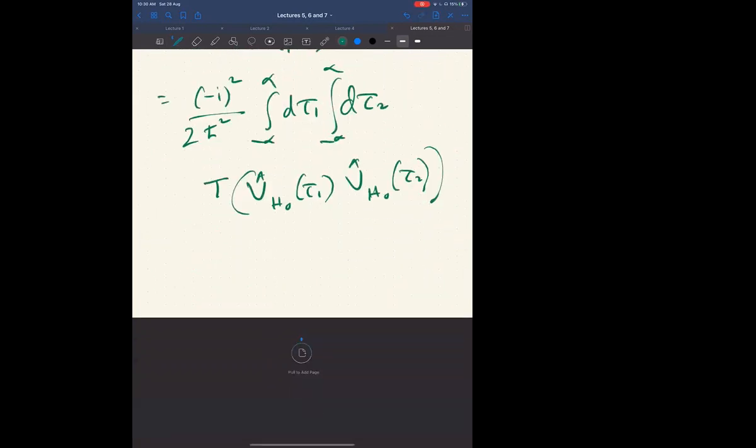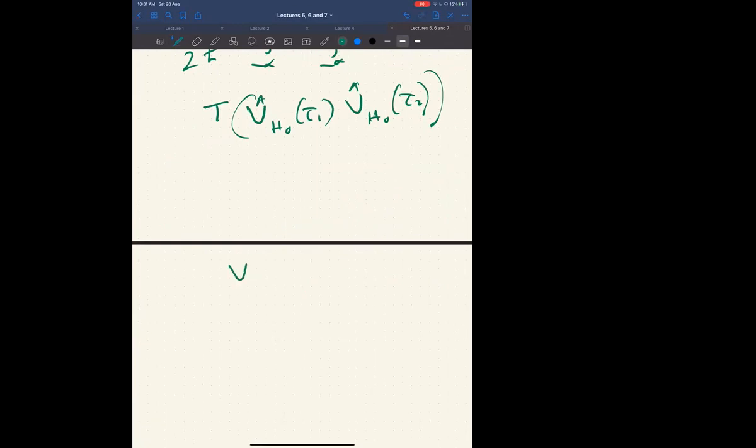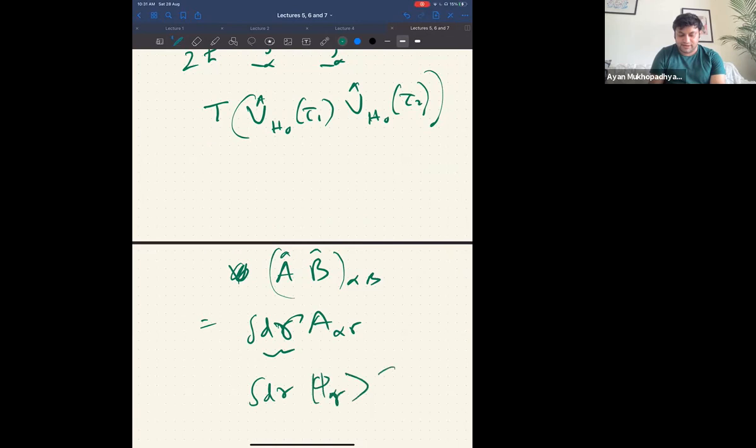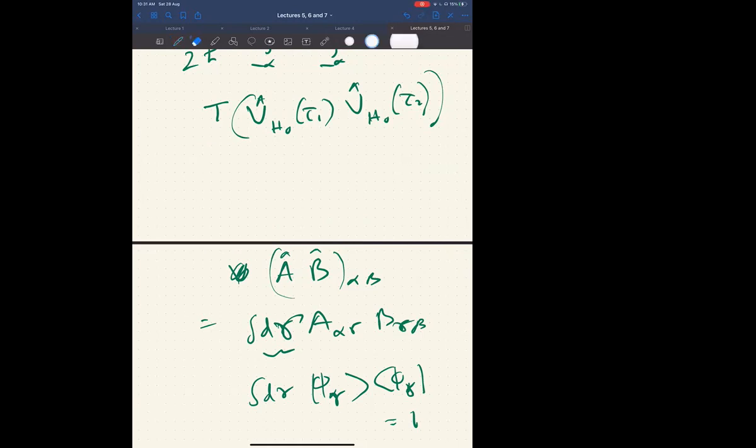Look, if you take an operator A, operator B, and you take its αβ matrix element, that's equivalent to taking A_{αγ}, integrating over γ, because you're inserting a complete set of states. You are simply using the integral of dγ |γ⟩⟨γ| equal to identity, and then B_{γβ}, right? Akshay? Yes, sir, I got it. Okay, got it, good.